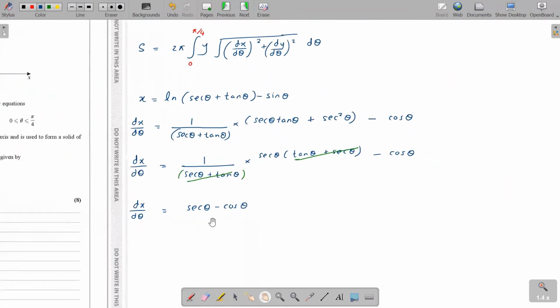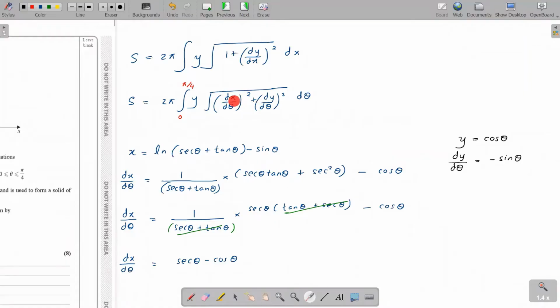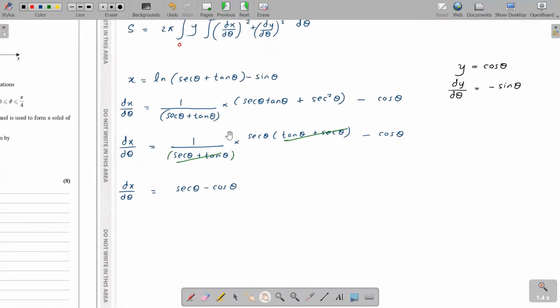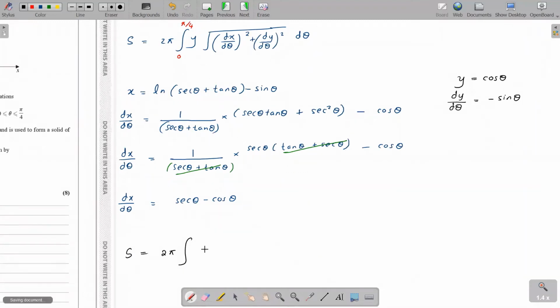So y equals cos theta. dy by d theta, cos differentiation is minus sine. Okay, so then shall we input the values into the equation? Surface area equals 2 pi times integration y is cos theta, right? I'm replacing the y value here.